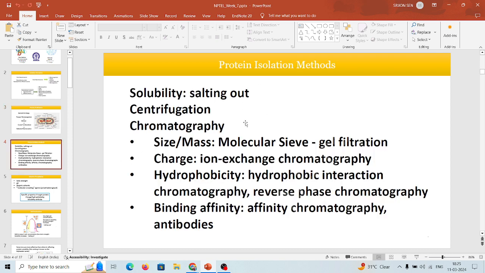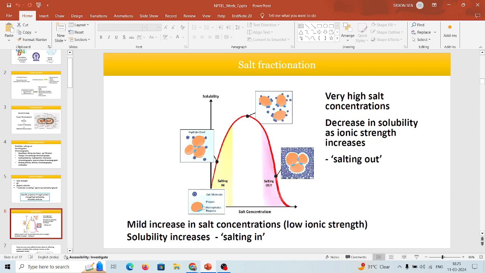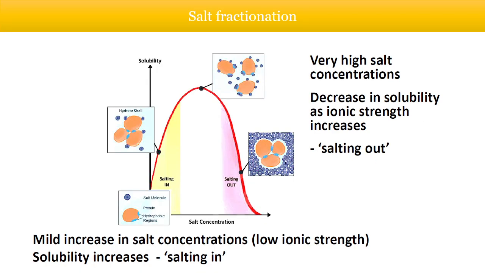Then the protein isolation methods include centrifugation, the different chromatographic techniques that we discussed in the last class, and solubility. Now we were discussing the salting in and the salting out effect, where salting in occurs when there is low salt concentration or decreased ionic strength, and salting out occurs where there is higher salt concentration or an increased ionic strength.